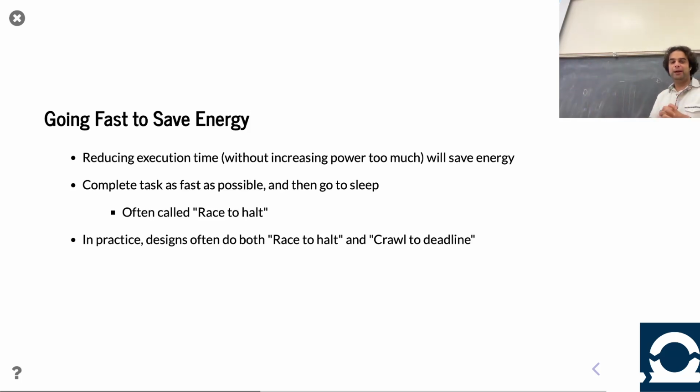And then the race to halt is the alternative, right? You know what? Let's go fast. Let's sprint through it and then turn off, right? And if you look through hardware design, both techniques are common, and you may see both techniques in the same chip.